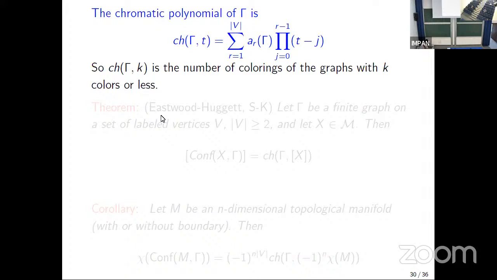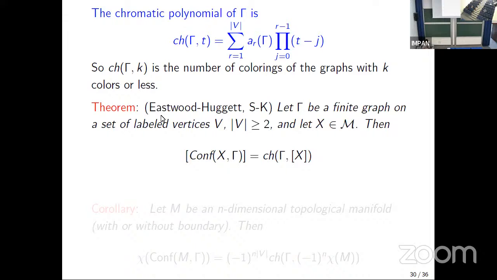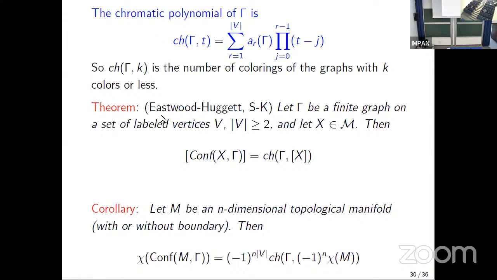So we had this proof, we were not aware it was already published, of this theorem, but a completely different proof. That the Grothendieck class of the configuration space is a chromatic polynomial. What can you see? You see that you can stratify your space by configuration spaces. Exactly, the colors give you which configuration spaces you use.